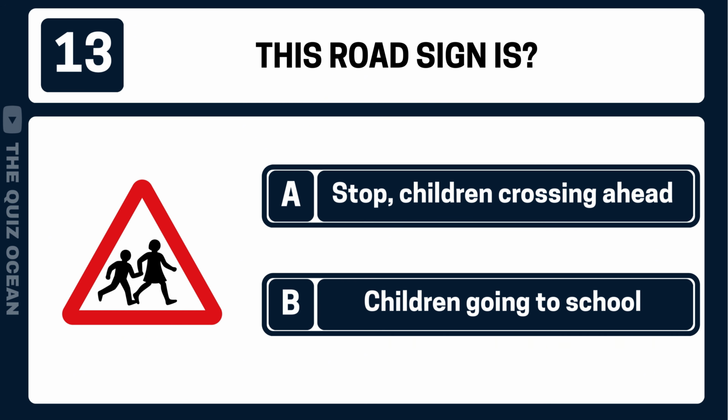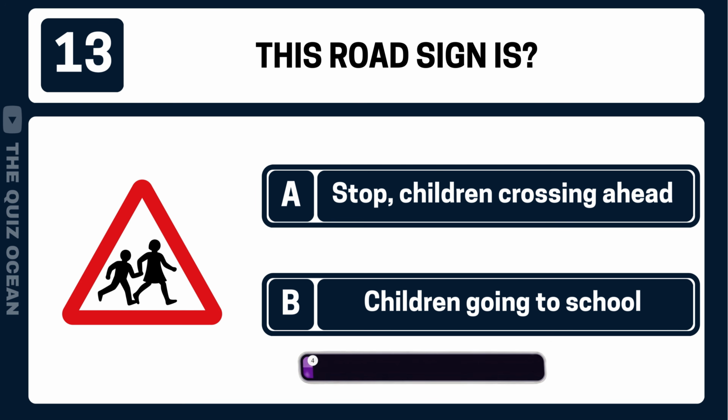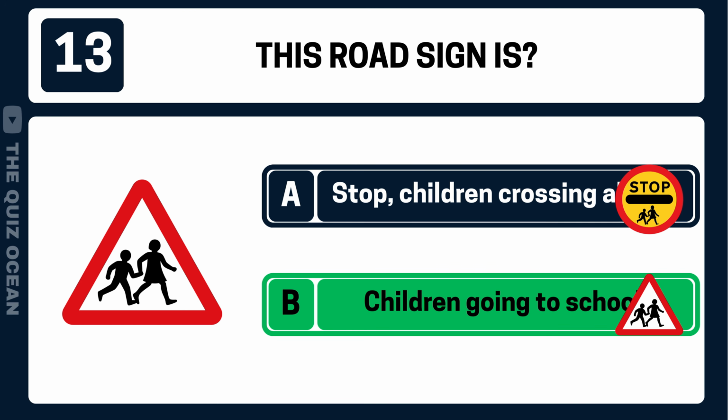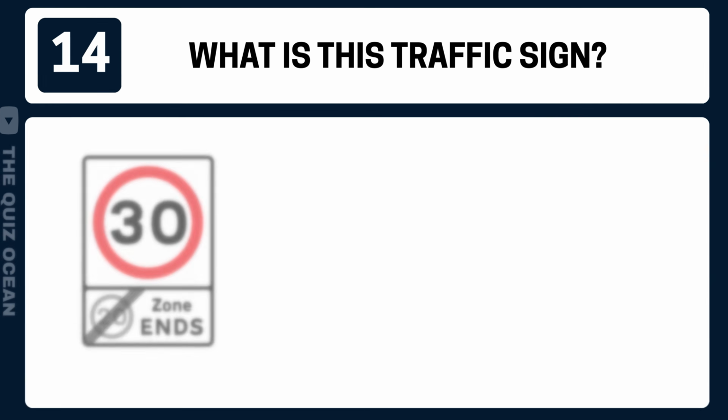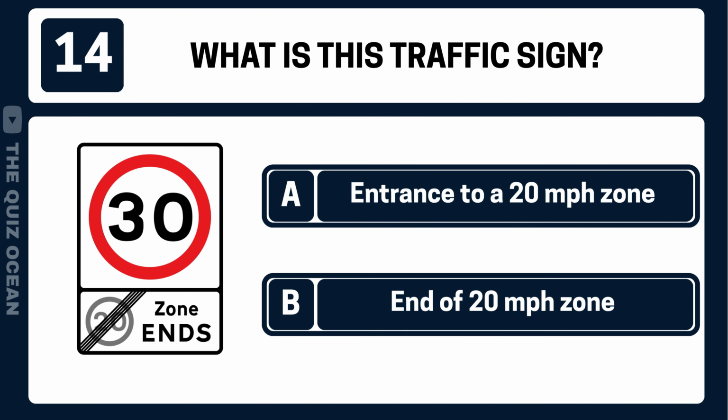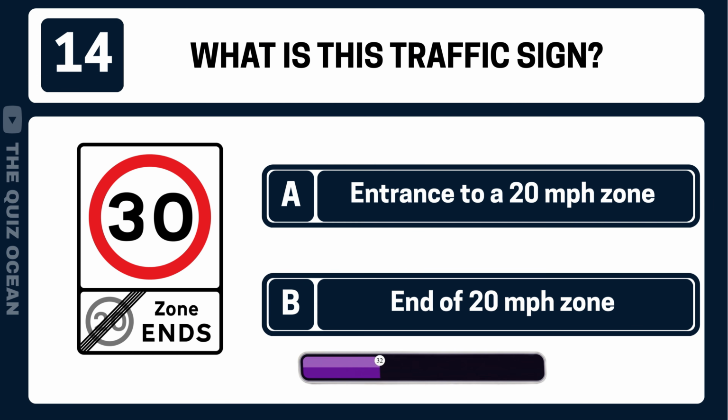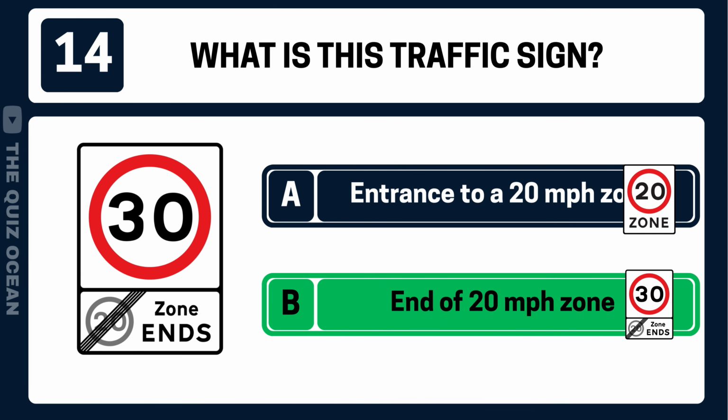This road sign is A. Stop. Children crossing ahead. B. Children going to school. Exactly. This sign alerts drivers to a school zone in the area. What is this traffic sign? A. Entrance to a 20 mile per hour zone. B. End of 20 miles per hour zone. Well spotted. This is the end of 20 miles per hour zone sign.